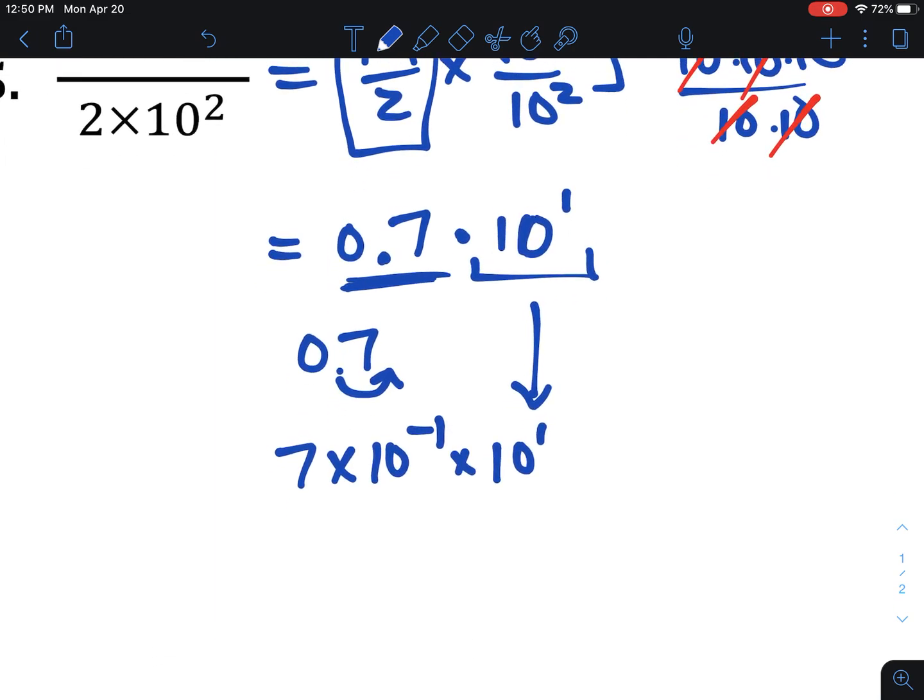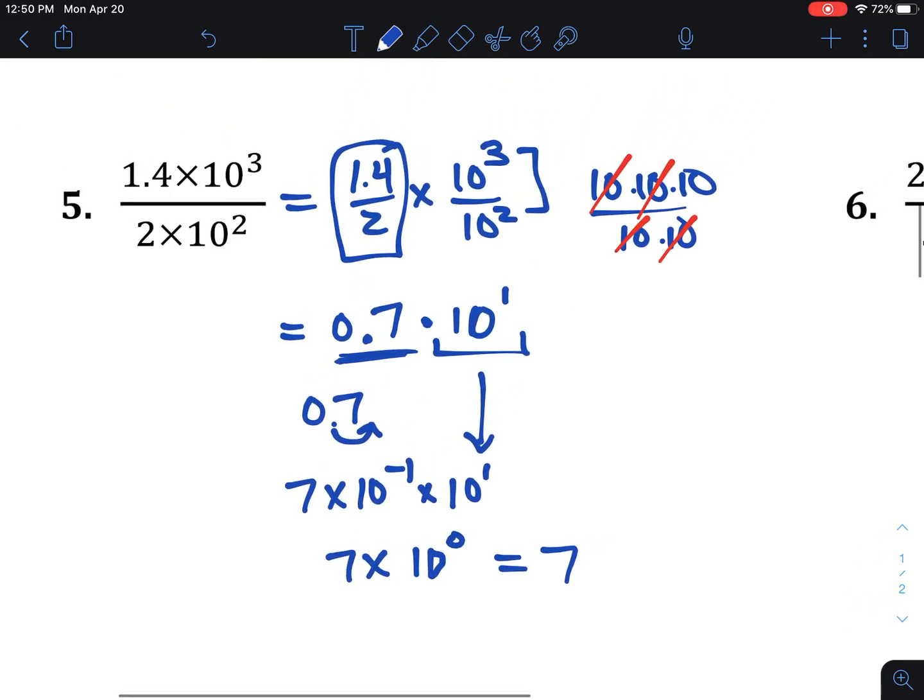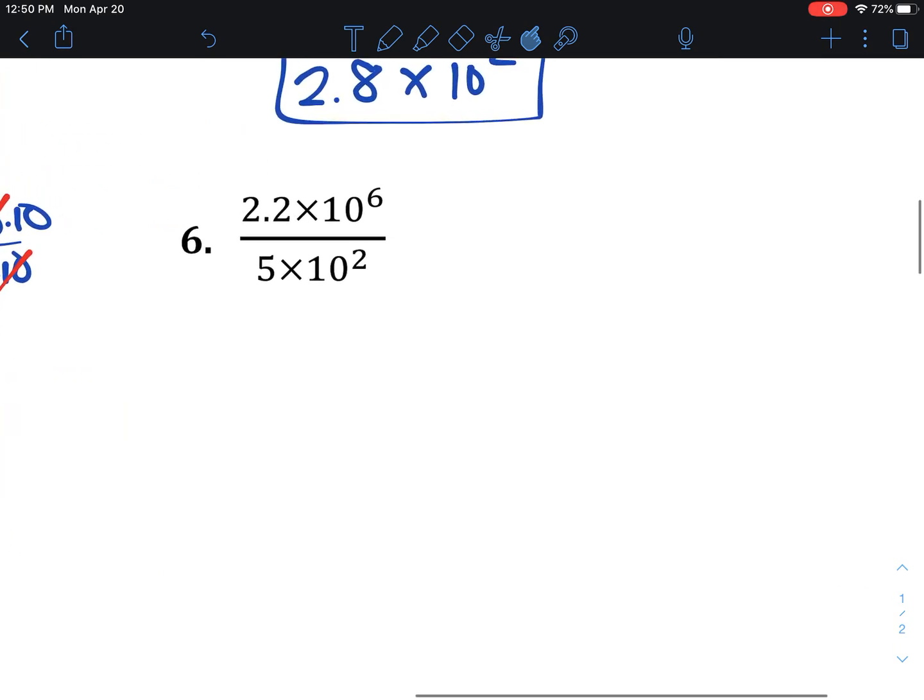Something kind of weird happens because 1 plus negative 1 is 0. So it's actually 7 times 10 to the 0 would be the scientific notation, but that's just 7 because 10 to the 0 is just 1. So that's 7 times 1. So this whole answer after all that work is just the number 7, which is kind of crazy. All right, on to number 6.